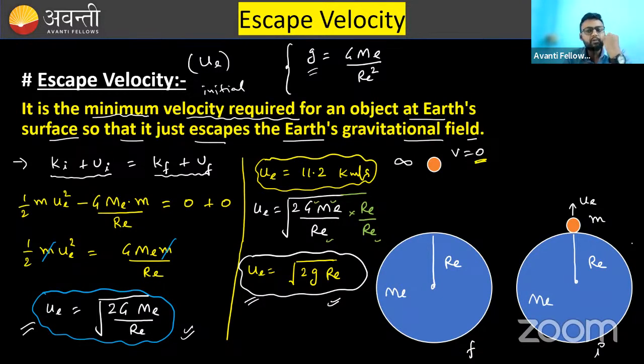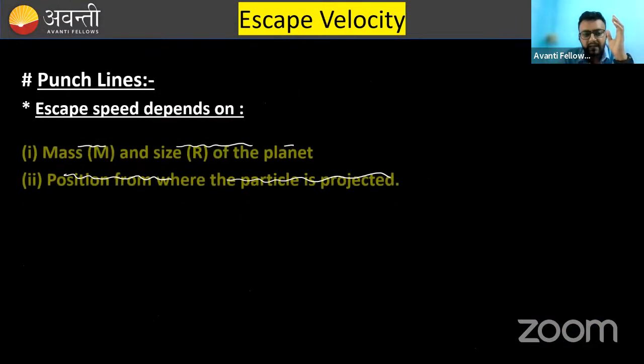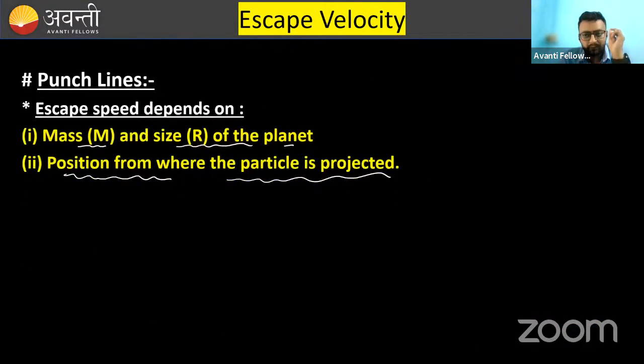But in some situations, in some questions, there is a possibility that the particle is thrown from some other point. So the main thing is that escape velocity depends on the point of projection. You need to keep this punchline in your mind: escape velocity depends on the position from where the particle is thrown. For example, if this is the Earth and the particle is thrown from the surface of the Earth, then escape velocity will be different. And if I throw the particle from this point, then escape velocity will be different. So escape velocity depends on the point of projection.